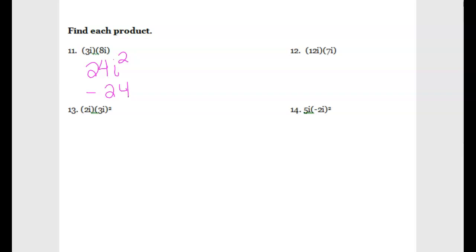So 12i times 7i. So again, 12 times 7. So you have 84i squared. We want to change the i squared to negative 1. So you have negative 84.